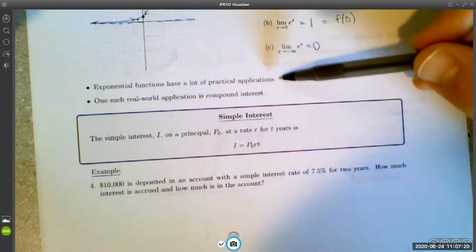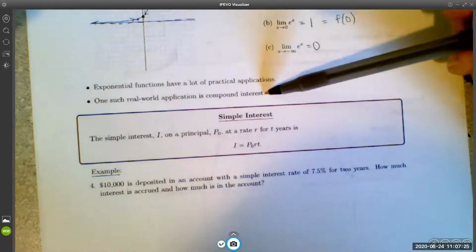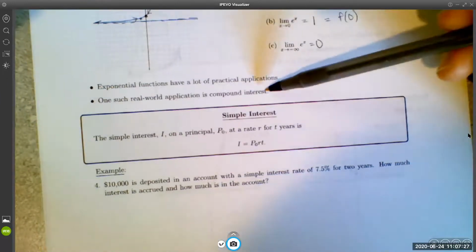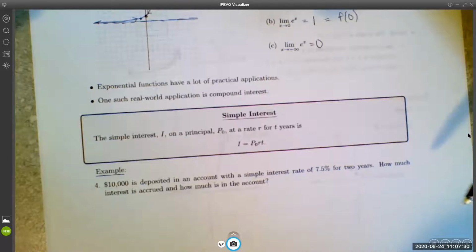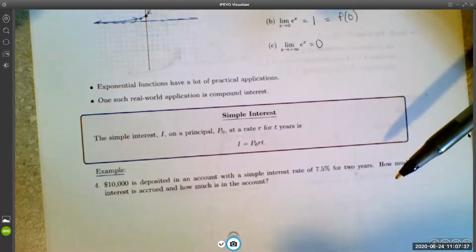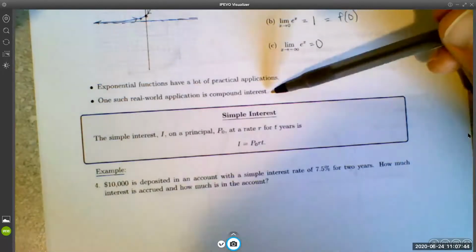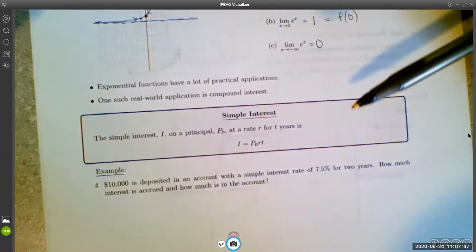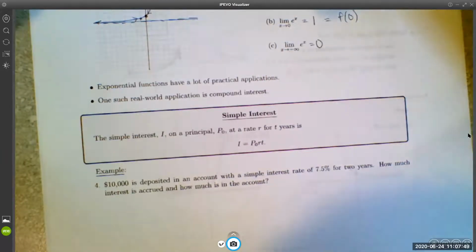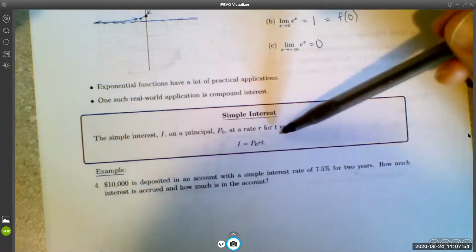These exponential functions have a lot of practical applications. For one thing, we use exponential functions to model compound interest. If you're doing anything financial, including paying down student loans, paying off your mortgage, or trying to accrue interest on a bank account or some other investment, anything dealing with money almost, you're going to be dealing with compound interest, which means exponential functions. So to show you why, let's talk about simple interest first.